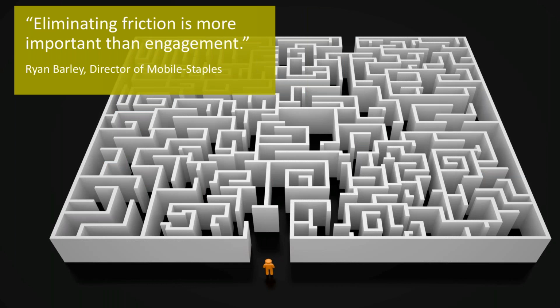Ultimately, when you think about email and the creative, and making that visual impact and getting people to spend more time, there's this quote by Ryan Barley from Staples: eliminating friction is more important than engagement. We all want engagement, but if you don't make it easy, if you don't make it simple, if you don't make it digestible very quickly, then you're missing out.